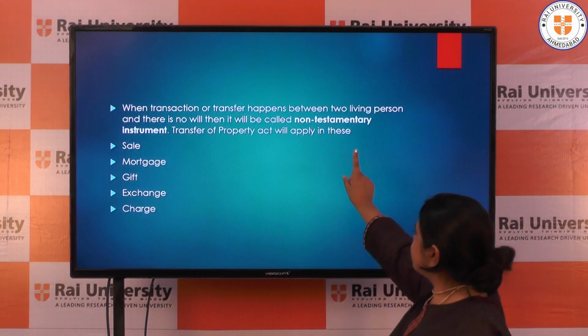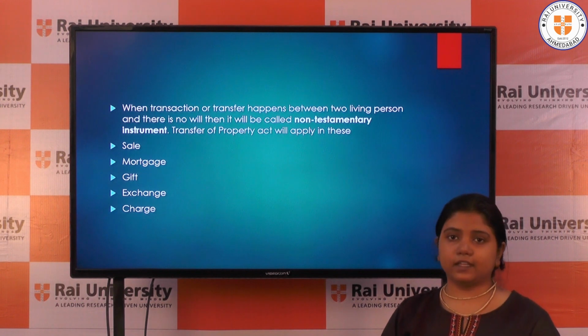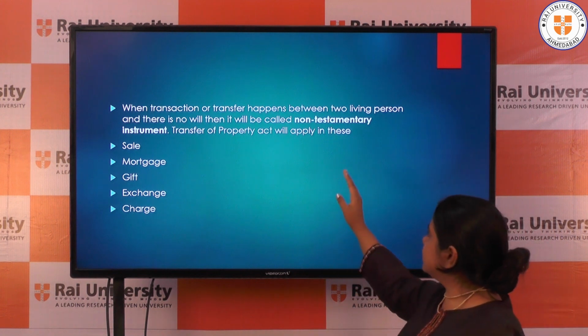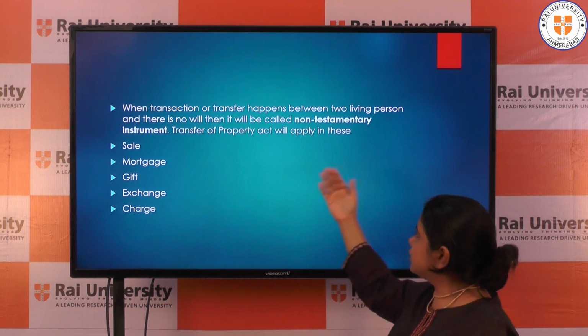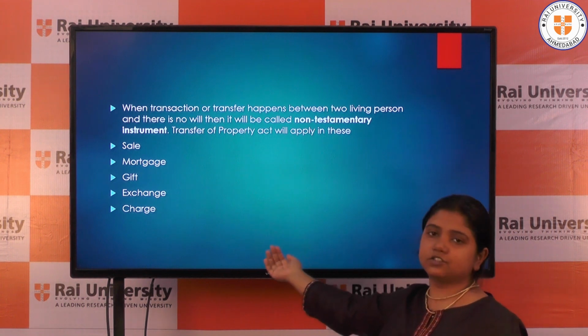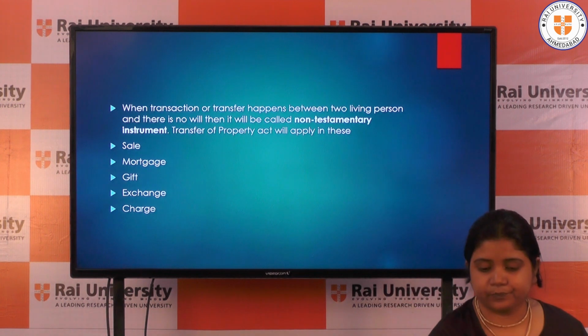But when it comes to non-testamentary instrument, the time we sign the document, the time we transfer it, it comes into effect from that day only. So here, these are the types of non-testamentary instrument, that is sale, mortgage, gift, exchange, and charge. We will explain about all these things in the upcoming lectures.